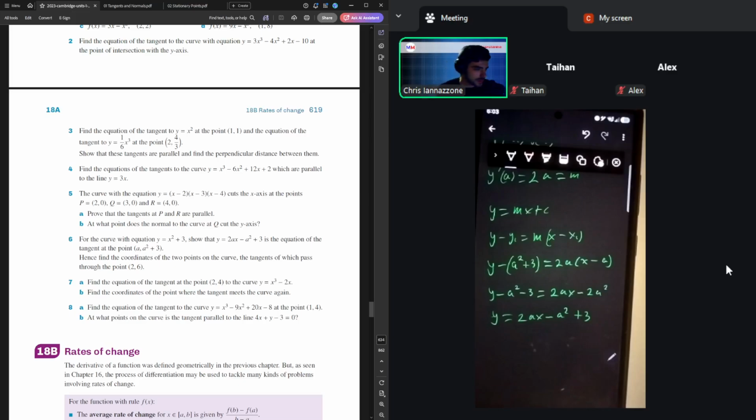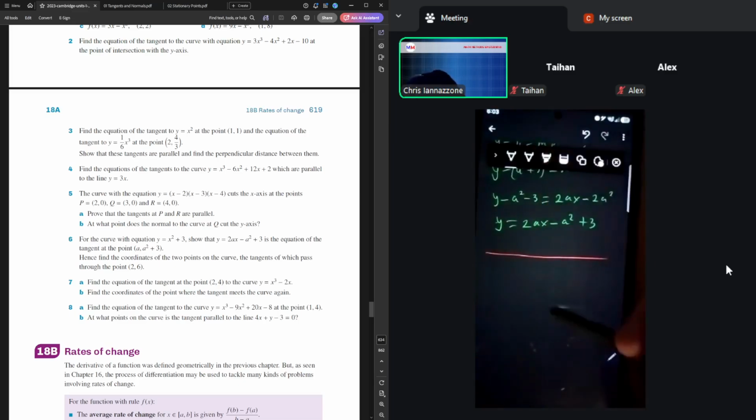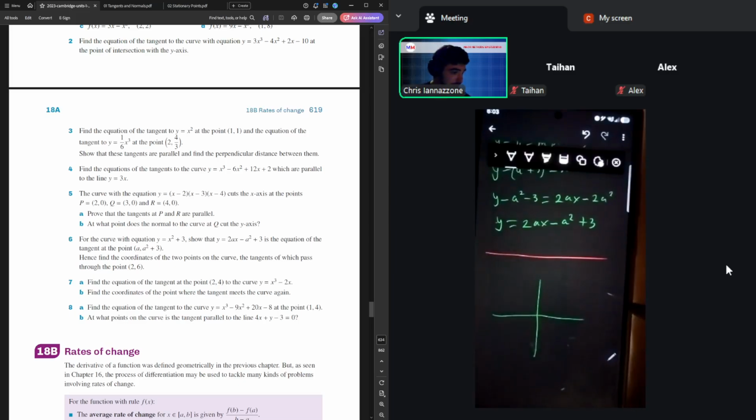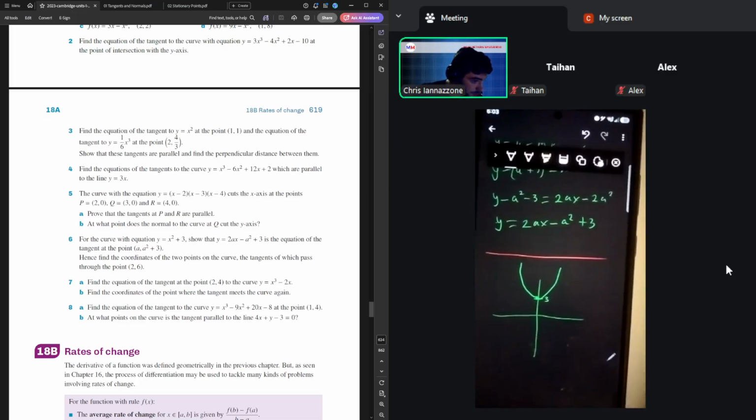Cool. Next up, hence find the coordinates of the 2 points on the curve, the tangents of which pass through 2, 6. Okay. So to get a nice visual maybe, we have our axis. The quadratic is pretty easy to draw, it's just x squared plus 3. And the tangents need to pass through 2, 6.